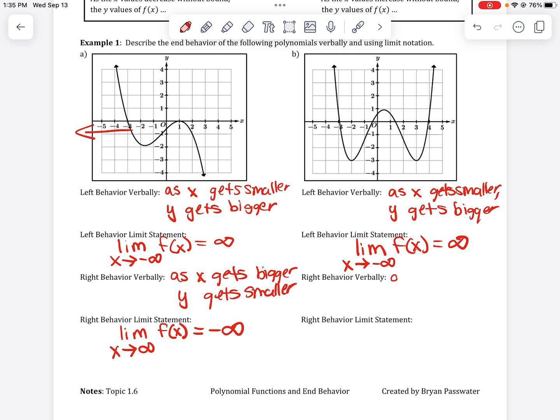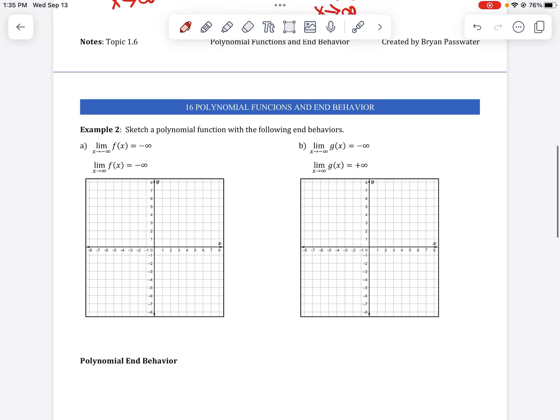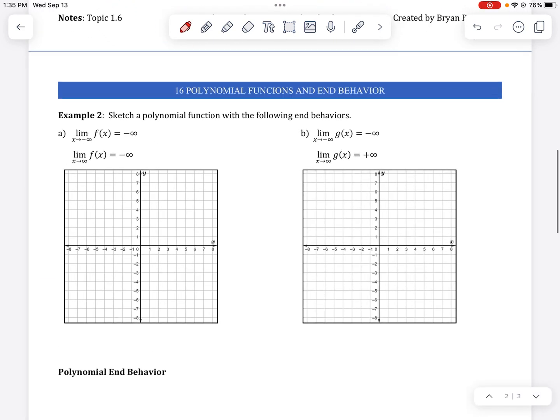And then the right one, as x gets bigger, so as x goes this way, y gets bigger. So again, our limit statement: the limit as x goes to infinity of f of x. As it gets bigger, our y value also goes to infinity. So let's take a look at a couple of these with end behavior.